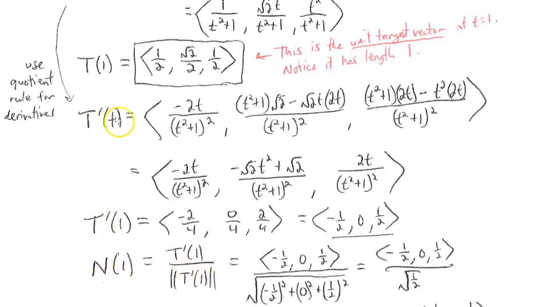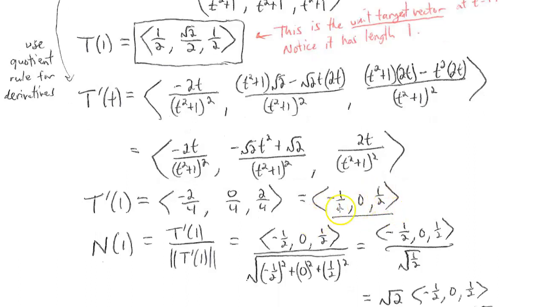So we really can just plug in 1 for t here. So if we do plug in 1 to find T prime of 1, if we plug 1 in everywhere we see a t here, we end up getting negative 2/4, comma 0/4, comma 2/4, which is negative 1/2, 0, 1/2. Okay, so that's T prime of 1.